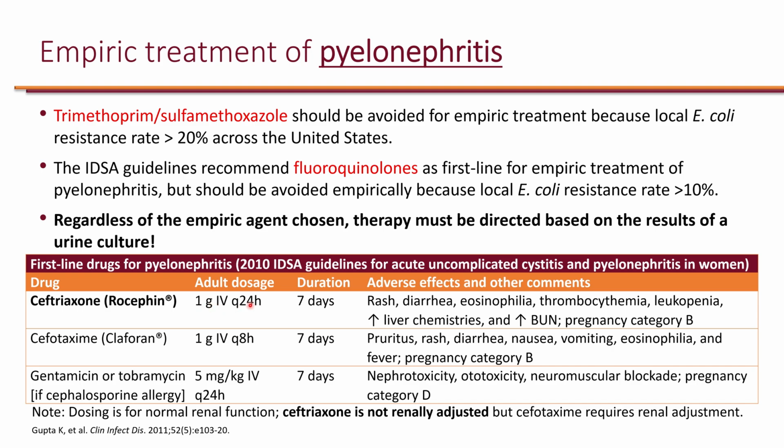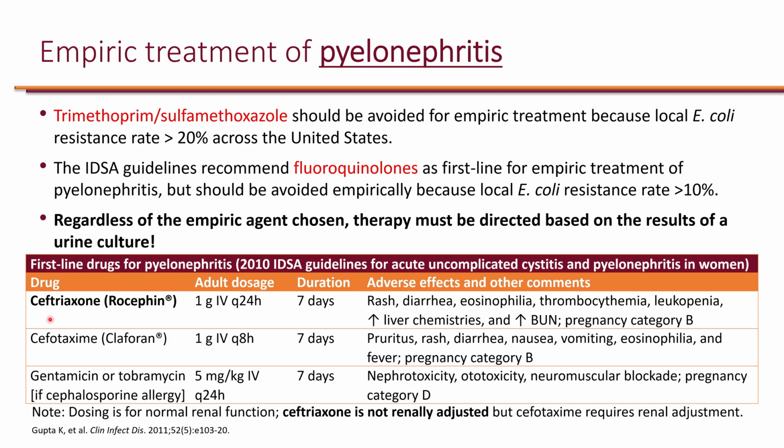It's once a day dosing, so 1 gram once a day or every 24 hours. Now, duration of treatment for pyelonephritis is 7 days. In general, ceftriaxone is well tolerated. However, it is a third generation cephalosporin, so it's relatively more broad.